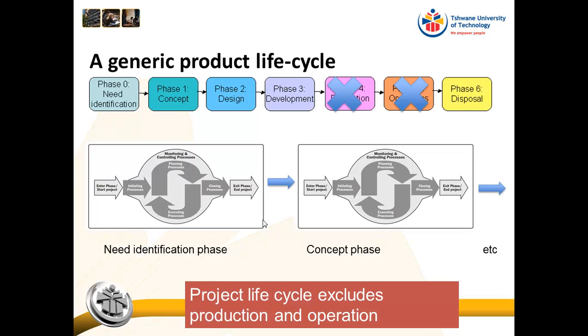Okay, so there are some more examples to try and make it clearer. So let's look at doing the need identification phase and then the concept phase. So we enter the phase and start the project, and because this is the first phase, the project as a whole starts here. And we then initiate need identification, we plan it, we execute it, we close it, and of course monitoring and controlling is happening at the same time. Then we exit the need identification phase. So at the end of the need identification phase, we have certain documentation in place that tells us whether the need has been identified, etc.